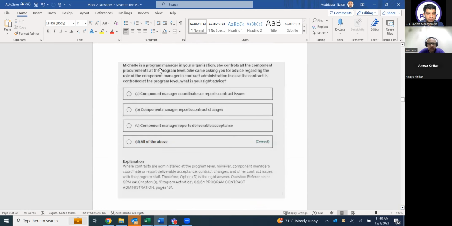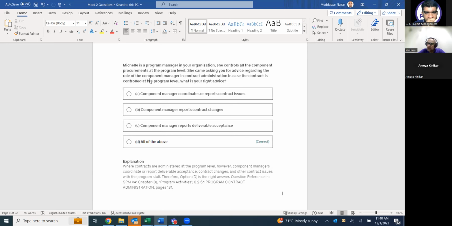So Michelle is a program manager in your organization. She controls all the component procurements at the program level. She came asking you for advice regarding the role of component managers in contract administration in case the contract is controlled at the program level. What is your right advice? Component manager coordinates reports to contract issues. Component manager reports contract change. Component manager reports deliverable acceptance.